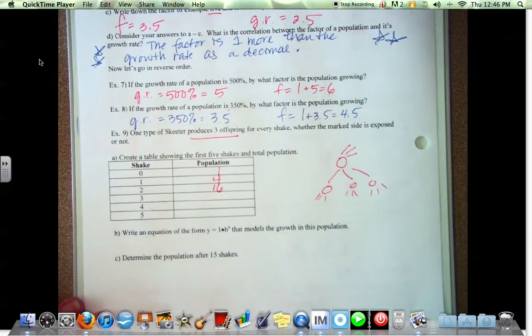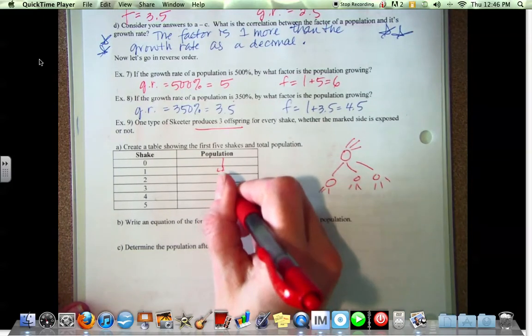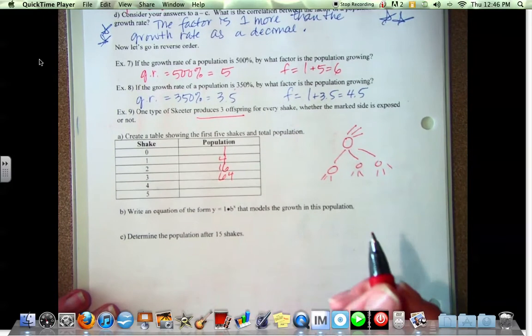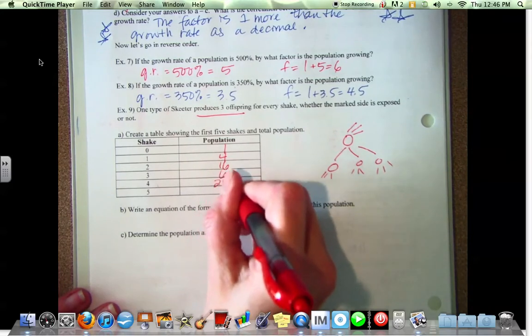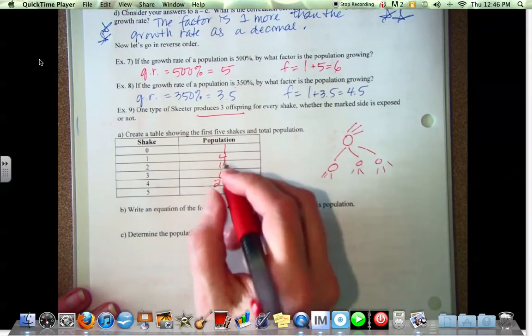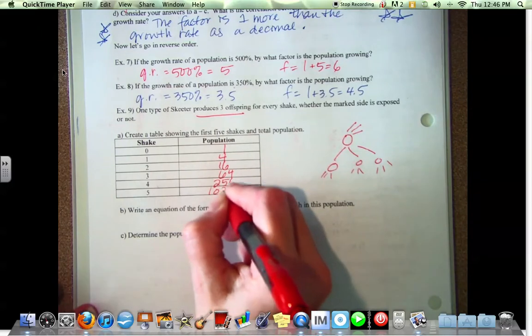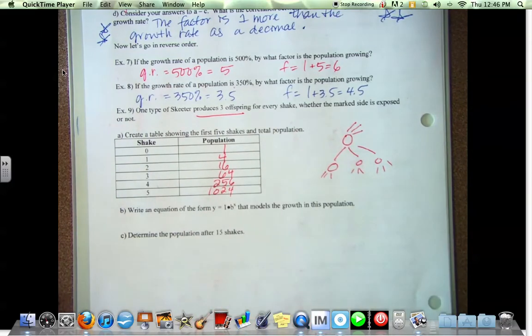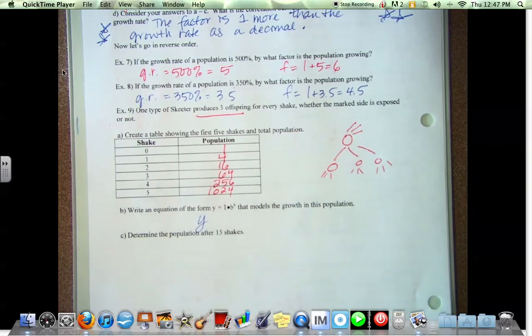So after the third shake, how many would we have? 64. Fourth shake, we would have 256. And fifth shake, 1,024. I like how you're saying that. I thought I didn't even get this number out of my mouth.